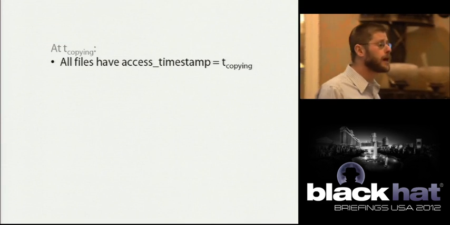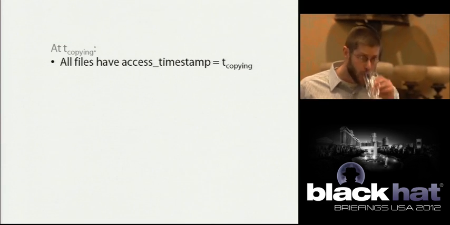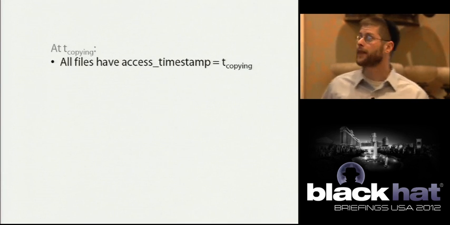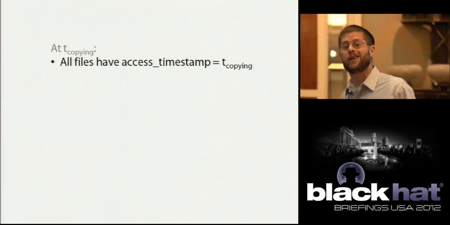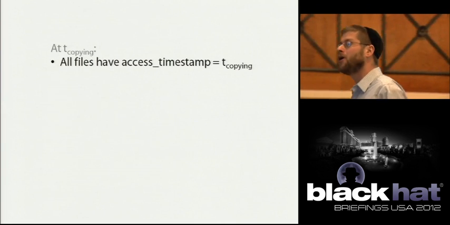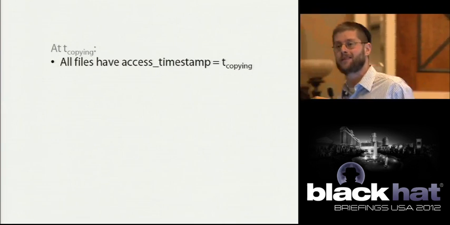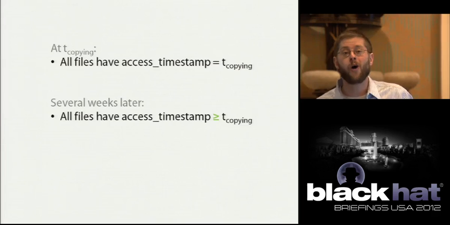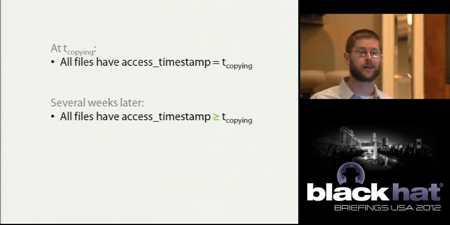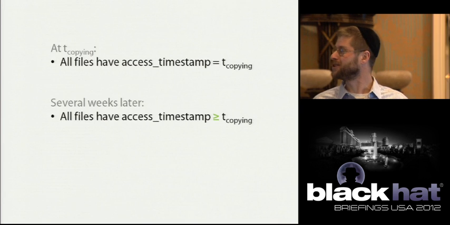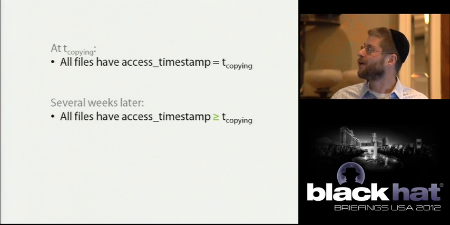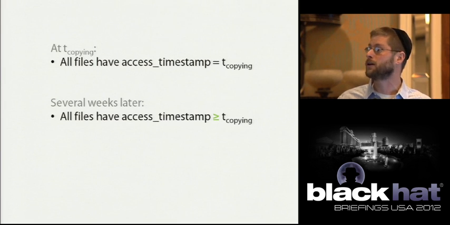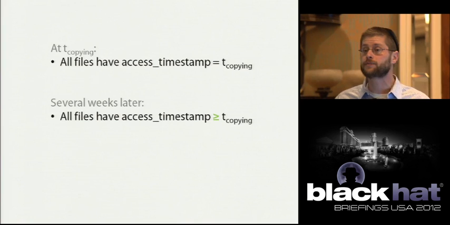So what can we do with these observations? Well, like we said, when I copy the folder, all of its contents will have an access timestamp equal to the time of copying. If I come back and investigate several weeks later, the first observation that I made tells me that all the files will have an access timestamp greater than or equal to the time of copying. None will be less than the time of copying.